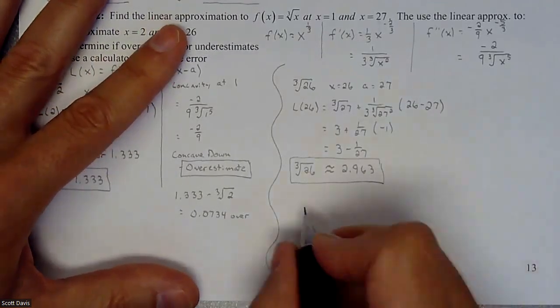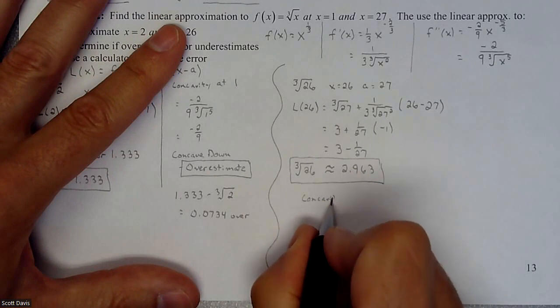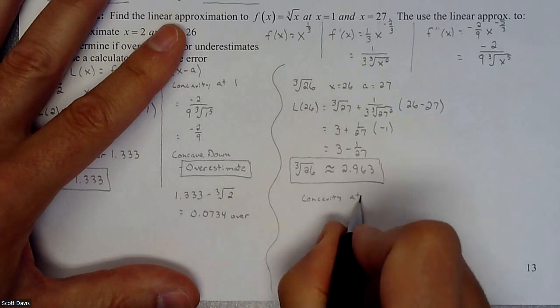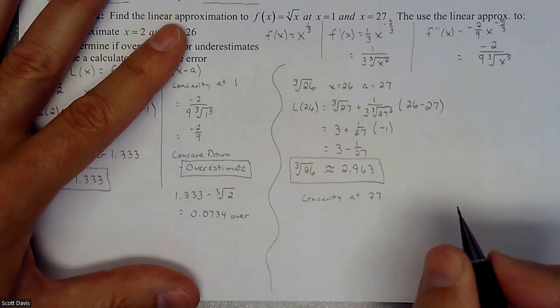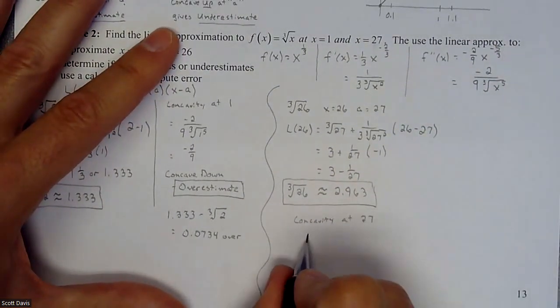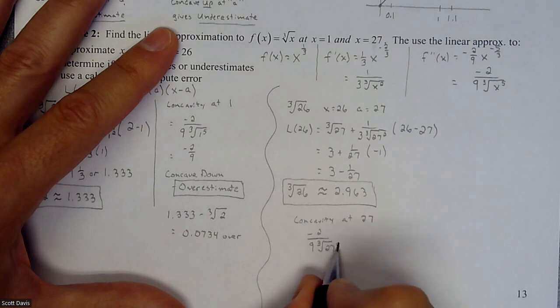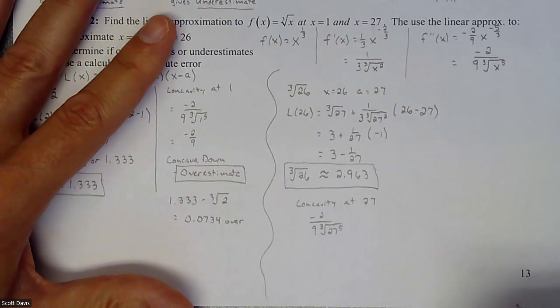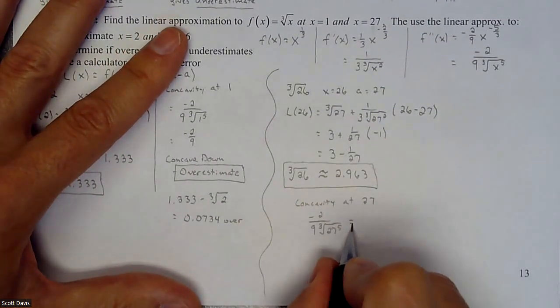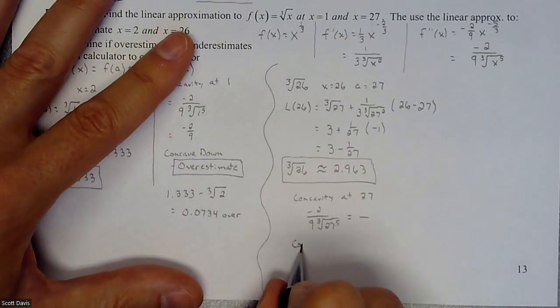Right, and then I want to figure out concavity at 27. So if I take 27 and plug it into the second derivative, here's my second derivative. I have a -2 over 9 times the cube root of 27 to the 5th. All right, I'm not even going to try to do all that math. All I care about is that this thing is going to turn out to be a negative value, which means concave down.